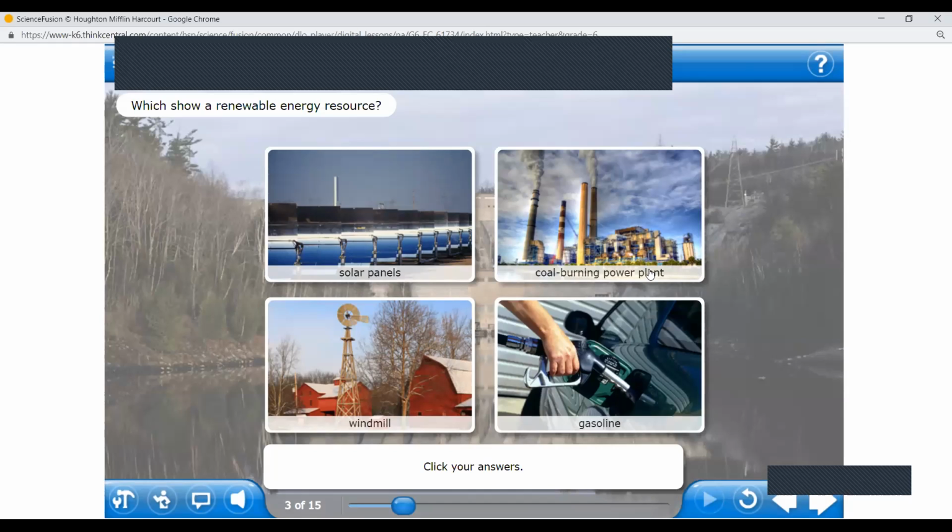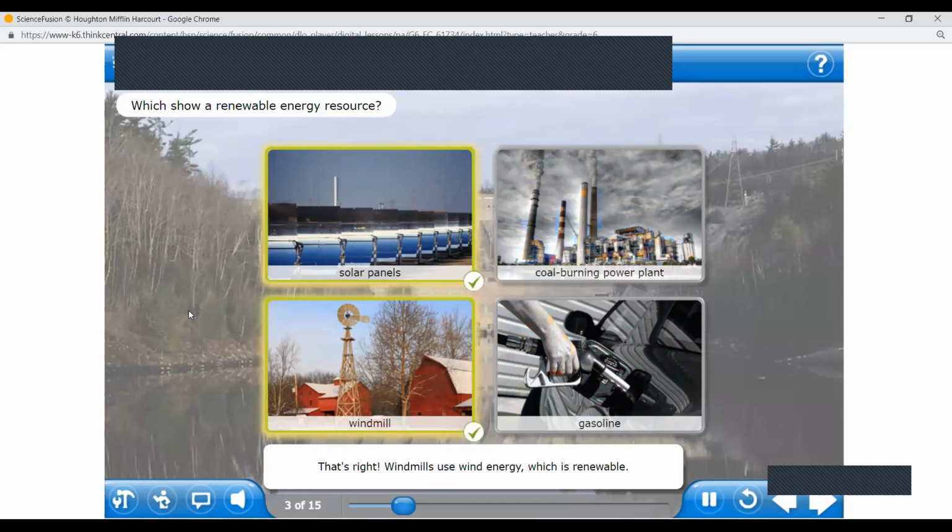Which do you think exists for more time? Non-renewable was coal and gasoline, which is not from the plants. Solar panels and wind. That's right, both of them are renewable. Windmills use wind energy, which is renewable. Windmills and solar panels harness energy from wind and the sun, which are renewable energy resources. The petroleum in cars and coal used in coal-burning power plants are non-renewable energy resources.